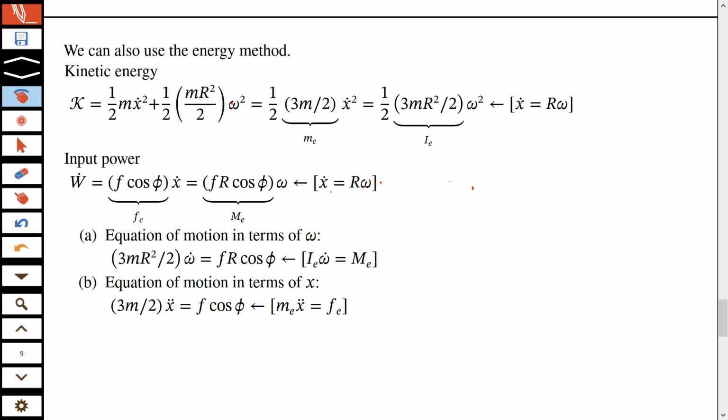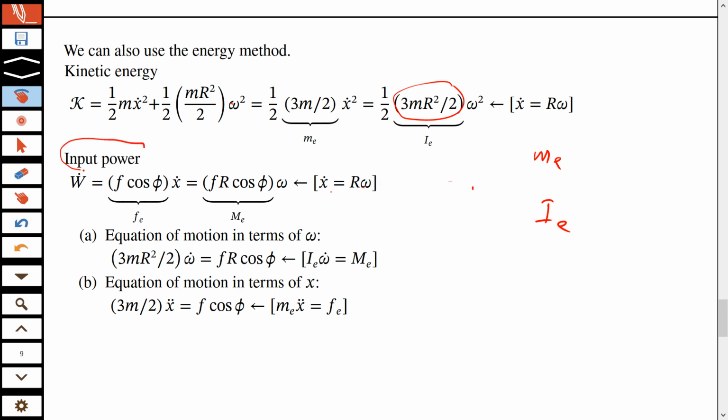This is one form, and in that form you see that the effective mass can be worked out. Effective mass is 3m by 2. And if you use this form, the effective inertia is 3m r squared by 2. So what do you have now? You have an me and you have an ie.